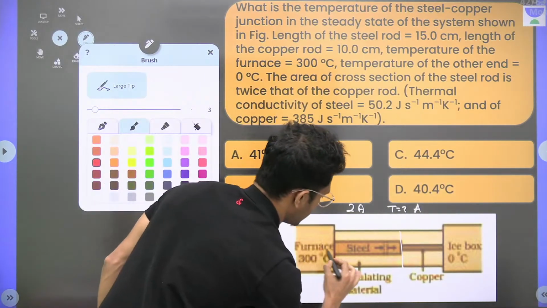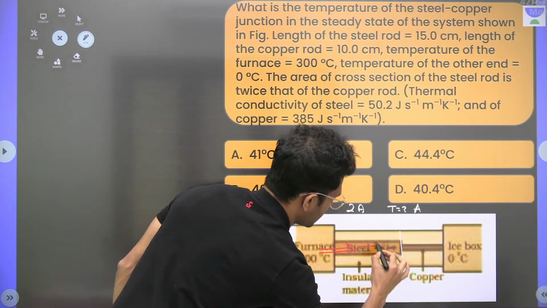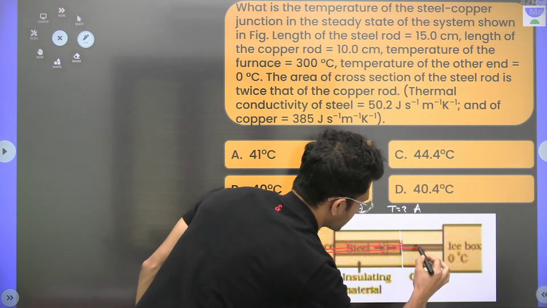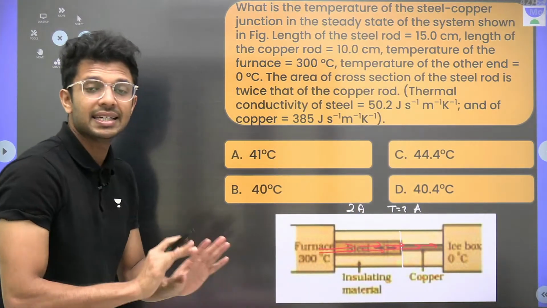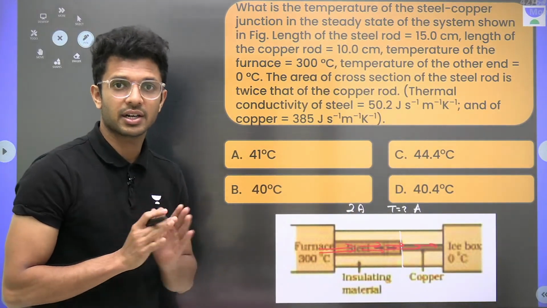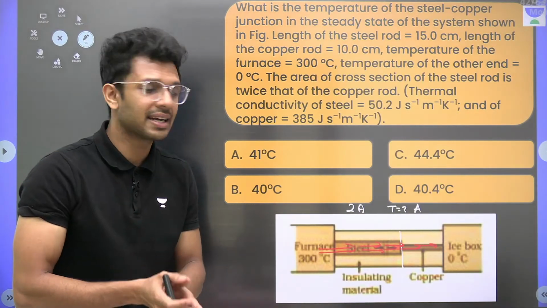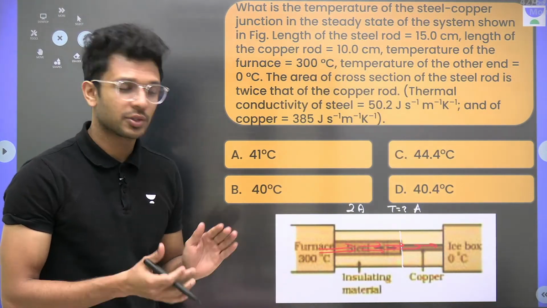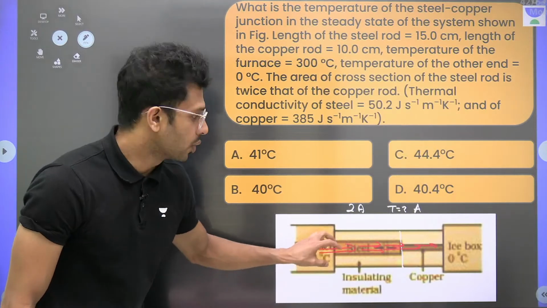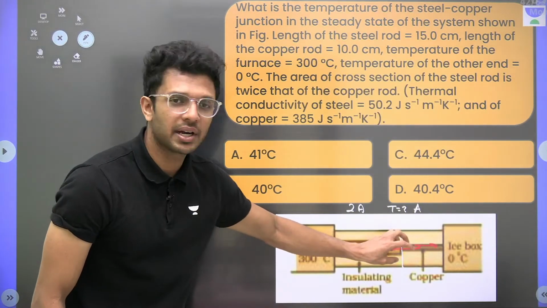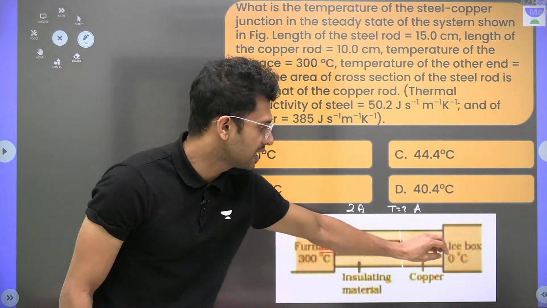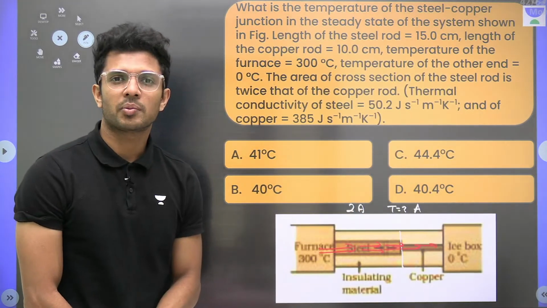In this direction, like this. It will go like this, it will go like this, it will go like this. You know that heat energy cannot be accumulated anywhere, okay? And we are talking about the ideal case where heat energy is not being lost. So as you can see, whatever is the heat energy flow through steel, the same will be the heat energy flow through copper.